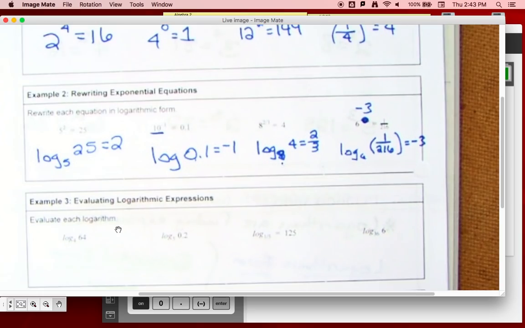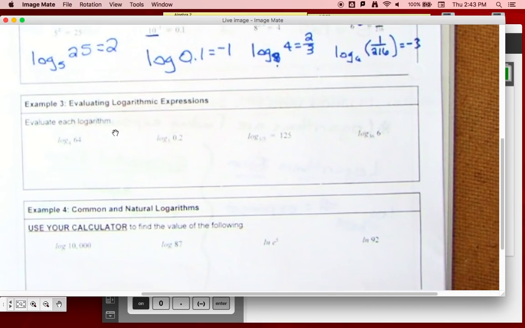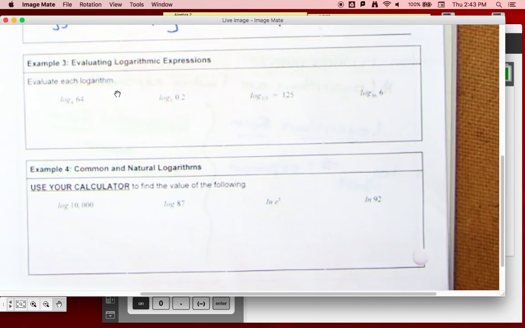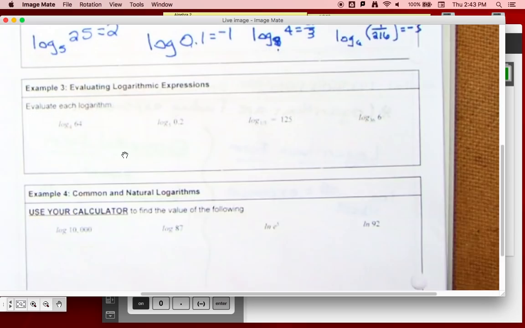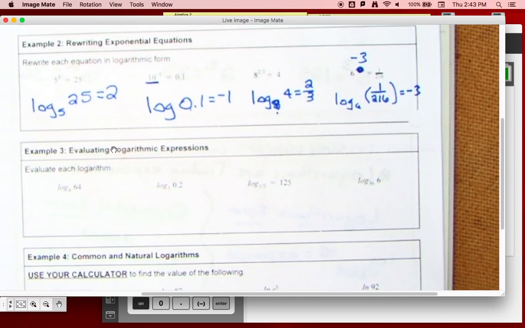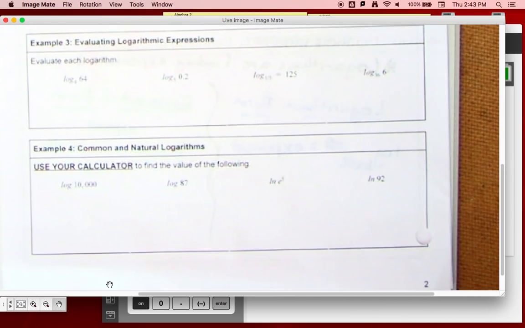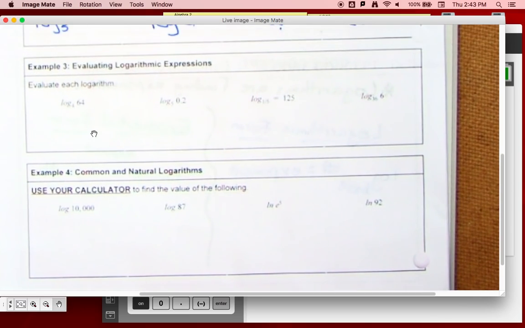Okay? What we want to do now is look first at how we evaluate logarithmic expressions. And by evaluate, we mean figure out what this is equal to. So we need to figure out this portion of it. And our second part is we're going to talk about what we can do on our calculator. So first things first, let's evaluate each of these logarithms.